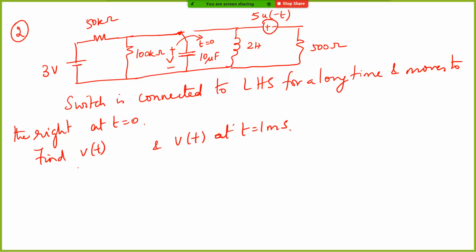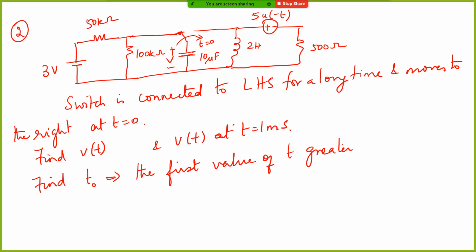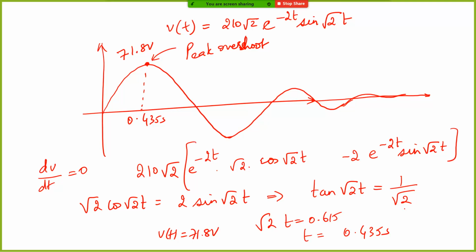And another thing is, this is part A, part B, and also find T naught, which is basically the first value of T greater than 0 for which V equals 0. That is to say, if you have an underdamped response, V of t is 0 here, and the next time it becomes 0 is here. So what is this value of t naught where it becomes 0? That is what you need to find out.